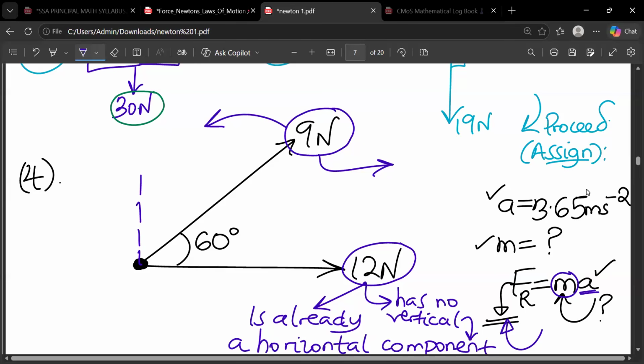But when you look at this 9, it can compress this 60 and then we create another force here, which is 9 cos 60. Then when this one becomes 9 cos 60, this one becomes 9 sin 60. If you can see that, then the lesson is done. Because that's the hardest thing. That's the only hard thing here.